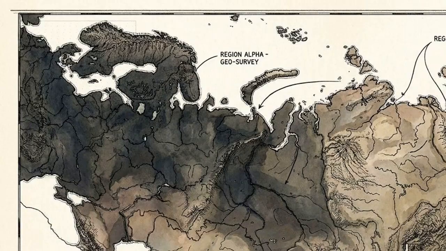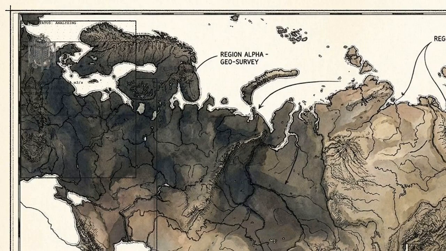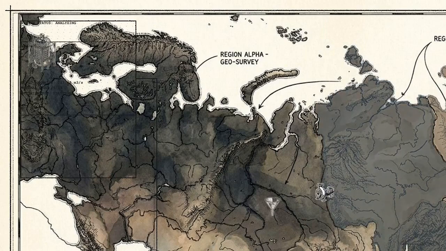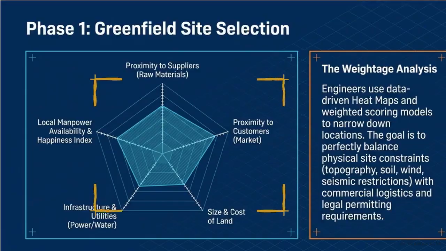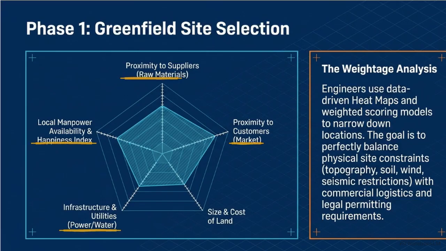Phase 1 is the canvas. Engineers rely on data-driven heat maps and scoring models to find the exact geographical location that supports the project's physical demands. This radar chart illustrates the weightage analysis used to select that land. Teams balance 5 competing constraints: the size and cost of the site, proximity to raw material suppliers and customers, existing utility infrastructure, and the availability of local manpower.